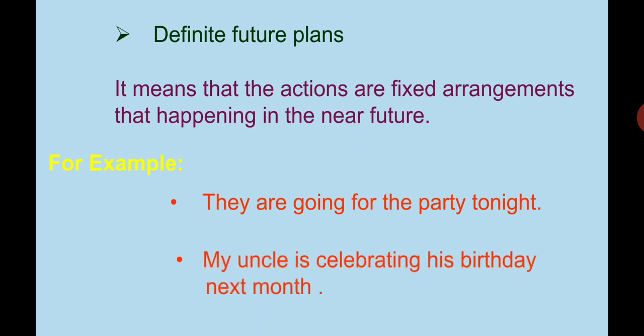My uncle is celebrating his birthday next month. This is the second example. My uncle is celebrating his birthday next month. It means that my uncle is going to celebrate his birthday. But when? Next month. It means that the action will be happening in the near future. Words like this month, this year, indicate the sentence is in present continuous form. Okay.